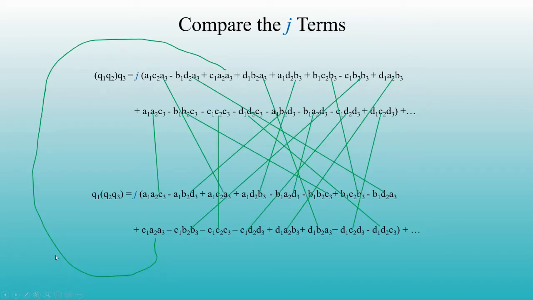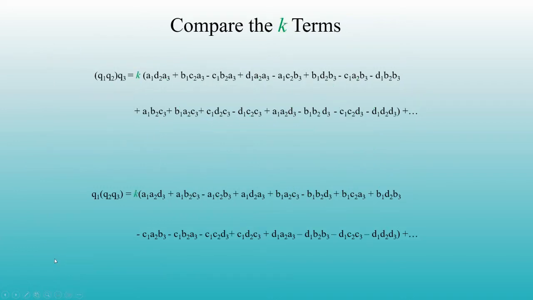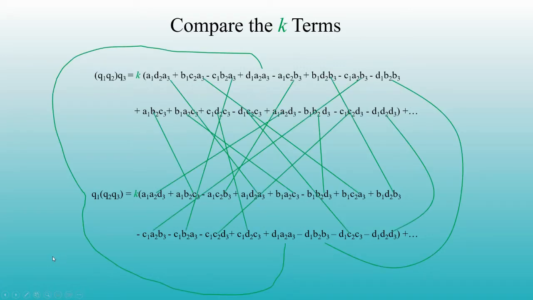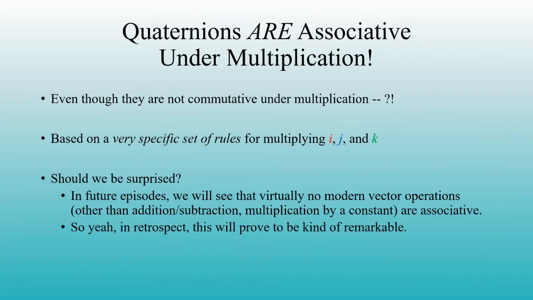Yes, the j's work too. Here are the k terms. We're feeling pretty good right now, right? Dare we hope? Yes, the k's match up as well. This means that quaternions are associative under multiplication. Should we be surprised given that they are not commutative?